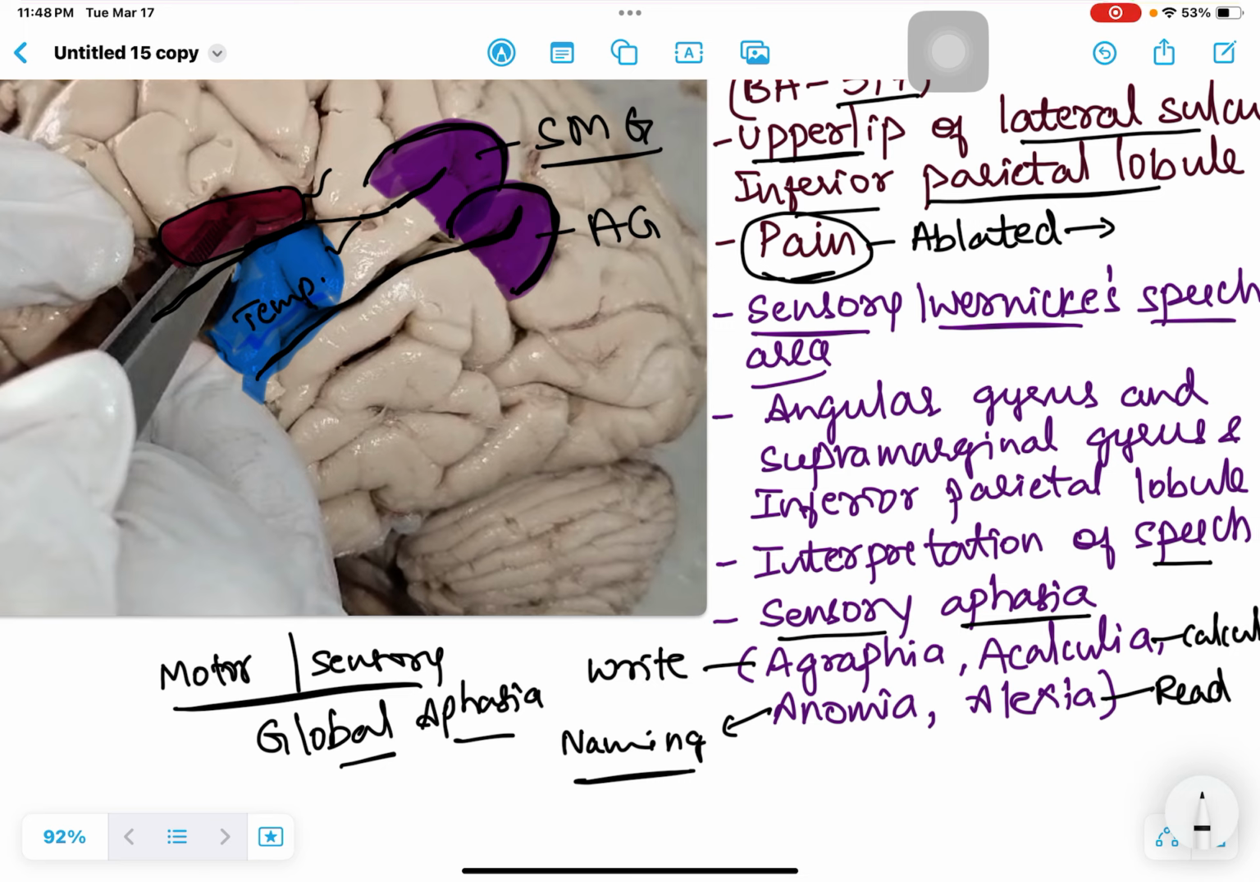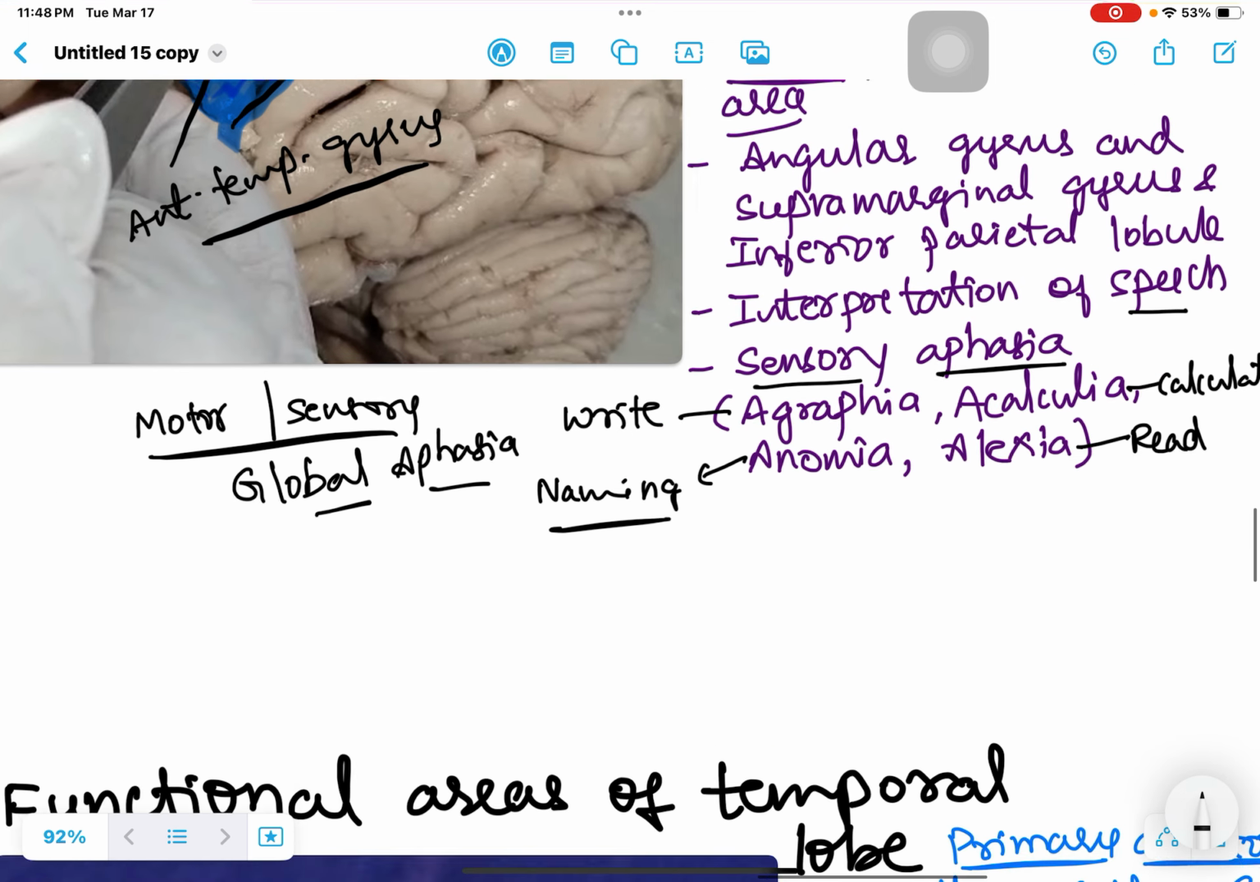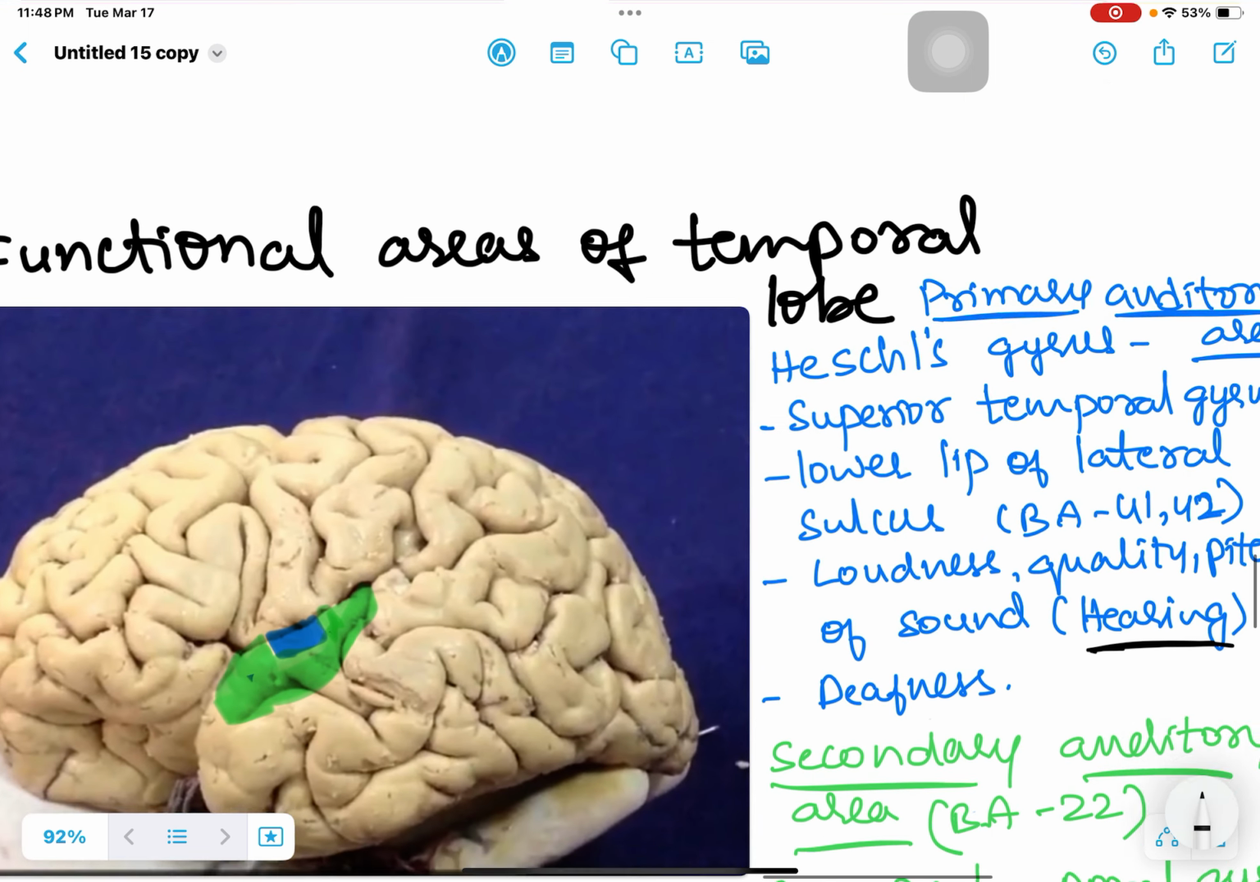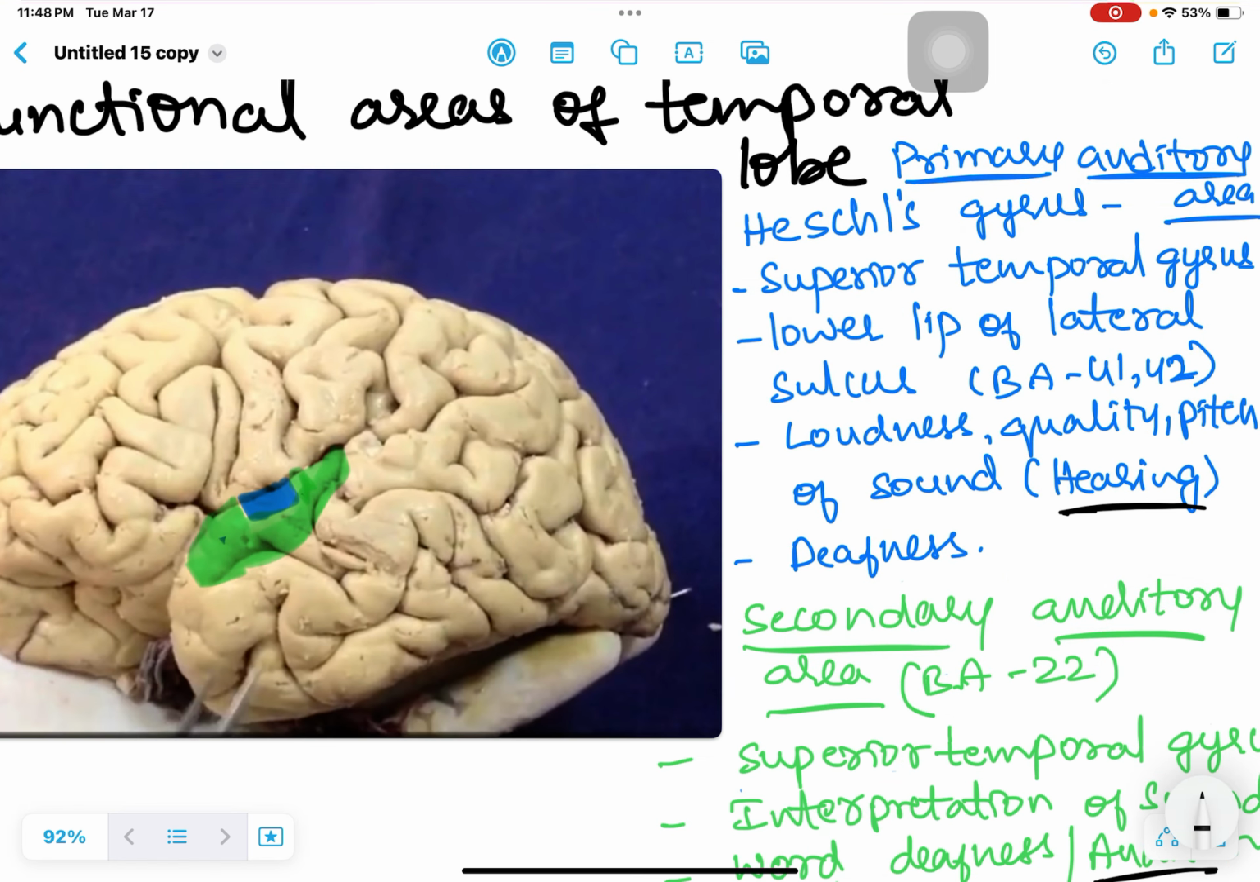There is one sulcus called the anterior transverse temporal sulcus here. In front of that you will see the anterior temporal gyrus. In this anterior temporal gyrus, which is called Heschl's gyrus, we will see the auditory cortex, which is mainly responsible for hearing.